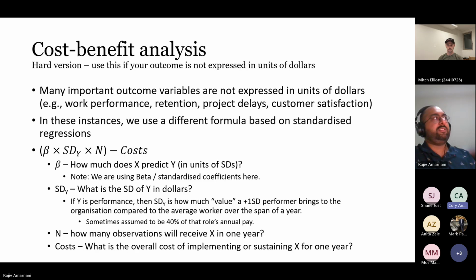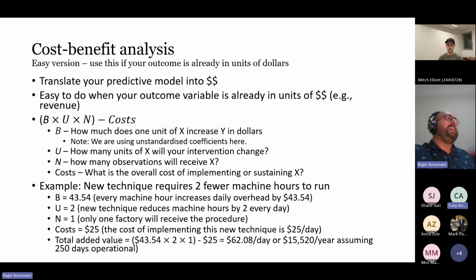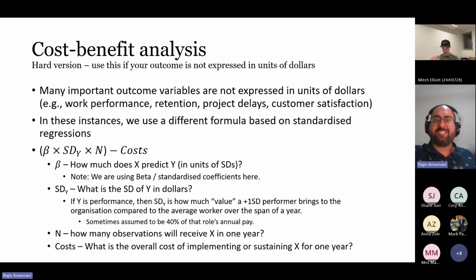You could use it standardized or unstandardized. You would do this unstandardized if it's already in dollars. If it's not in dollars, you'd have to use this other version. So this is what you would use for outcomes like work performance, which is a classic one, retention, absences, project delays, customer satisfaction, net promoter scores, like anything that is important, that is valued, but is not in units of dollars, you would need to make adjustments.